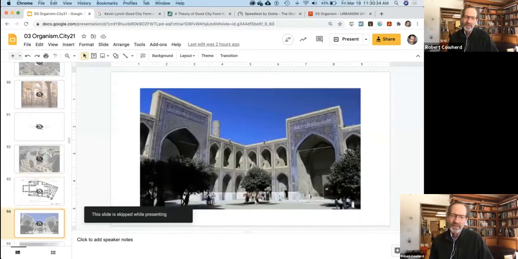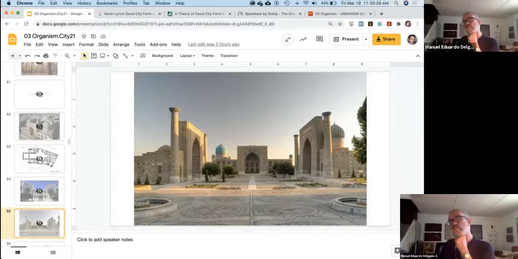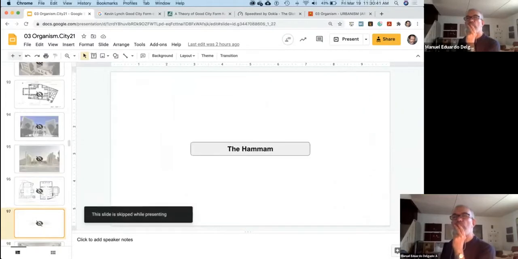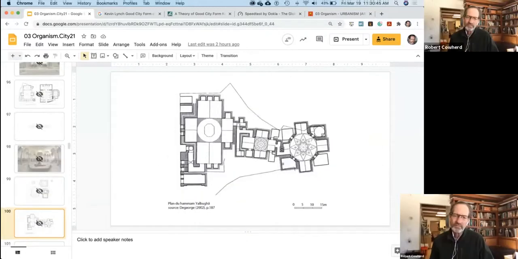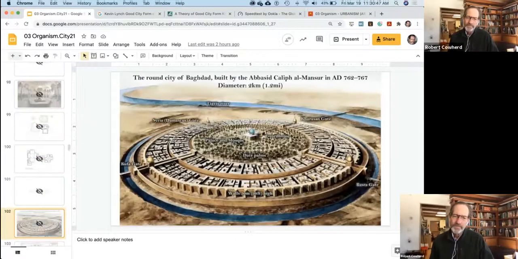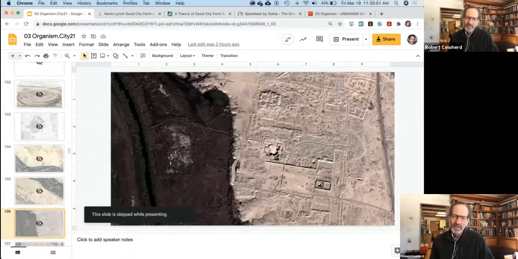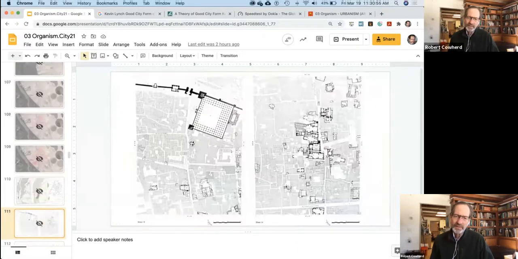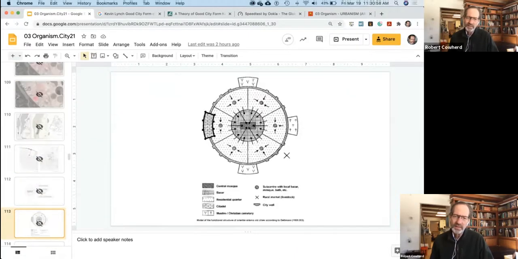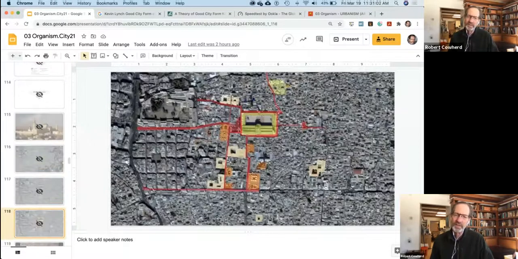And the Samarkand is one of the truly remarkable urban formations. The bathing rituals, the Grand Mosque of Damascus. So just a quick kind of preview of the kind of richness and complexity that is part of the study of the Islamic city.